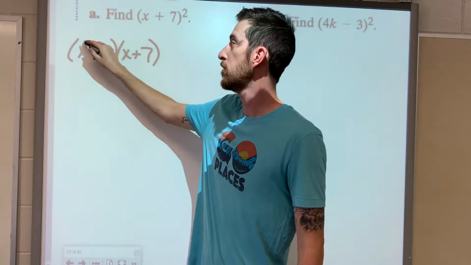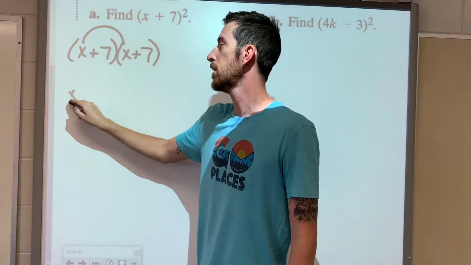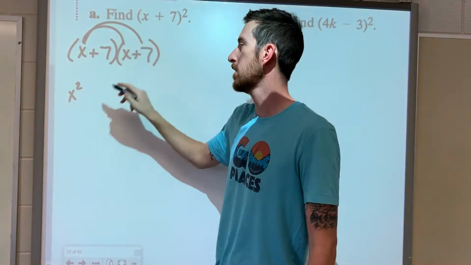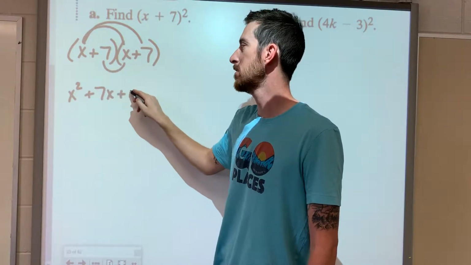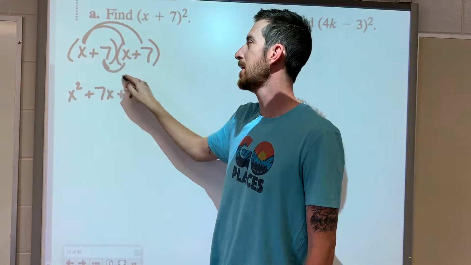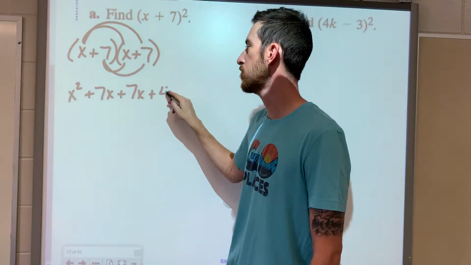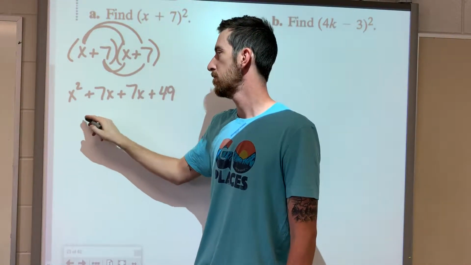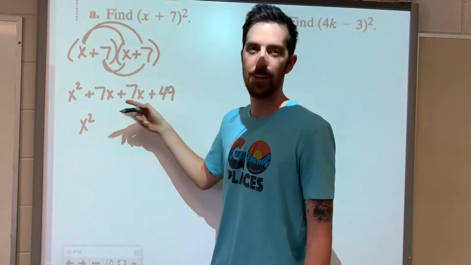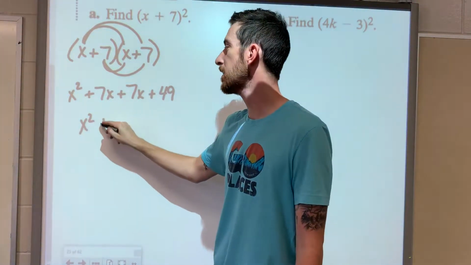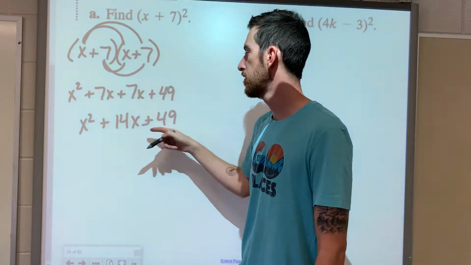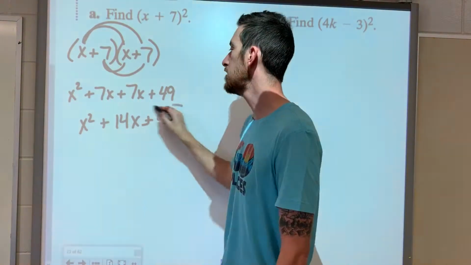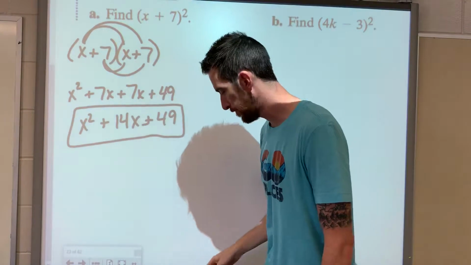So you multiply the first, x times x, x squared. Outside, x times 7 is 7x. Inside, 7 times x is 7x. And last, 7 times 7 is 49. So, x squared, 7x plus 7x is 14x, plus 49. But that is the correct final answer.